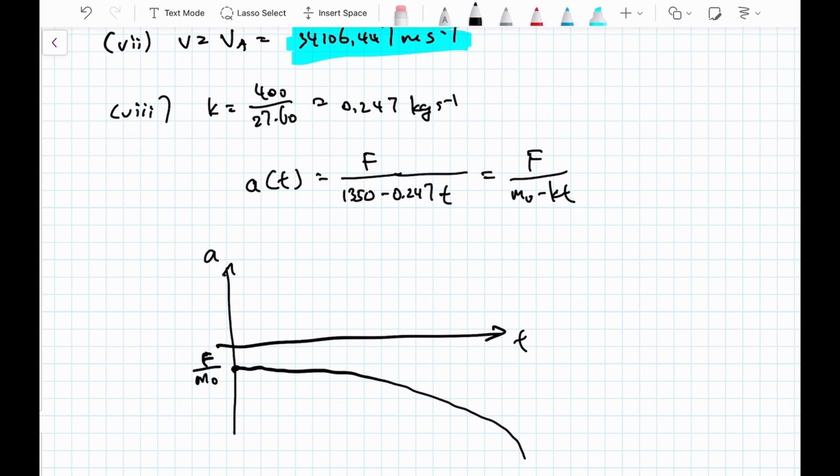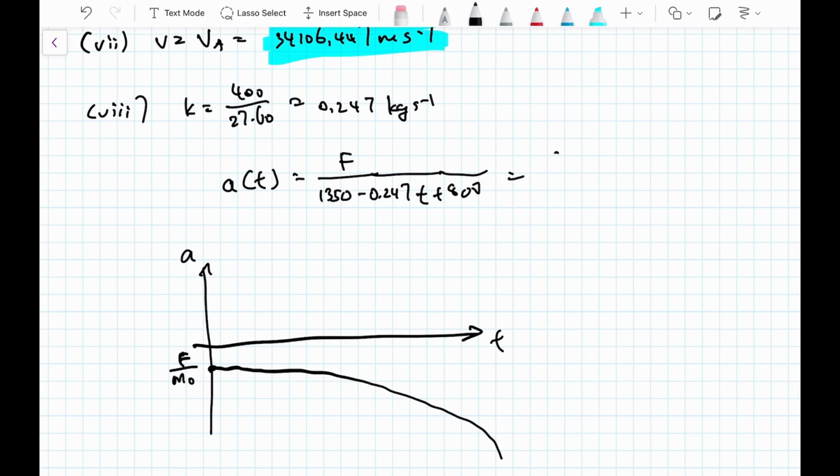Well, okay, wait a second. Technically over here, I missed the value. The acceleration is this plus, there's an mf over here. So that is F over m0 plus mf minus kt. Yeah, I feel like I'm missing something over here.